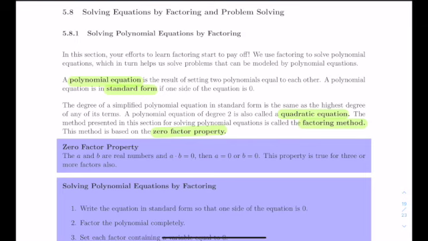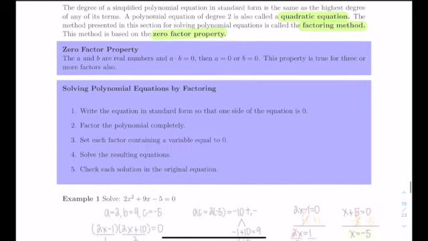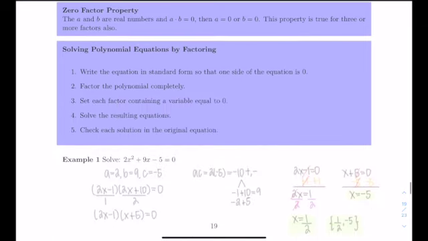So to solve polynomial equations by factoring, we write the equation in standard form so that one side of the equation is 0. Factor the polynomial completely. You will set each factor containing a variable equal to 0, solve the resulting equations, and then check each solution in the original equation. So let's look at example number 1.